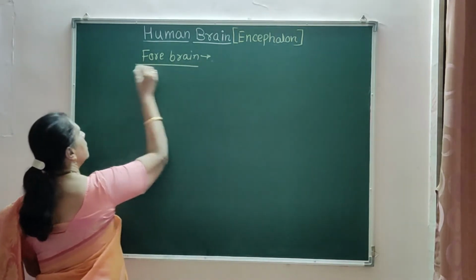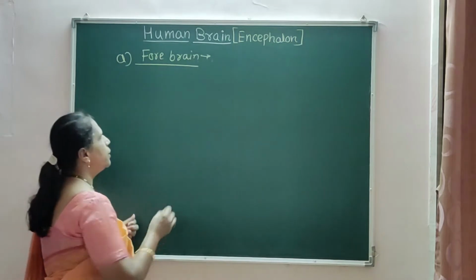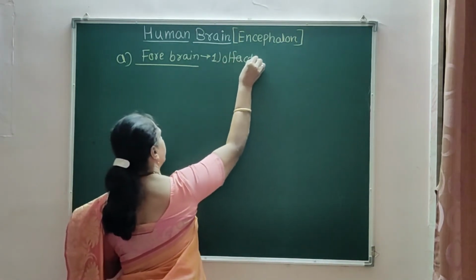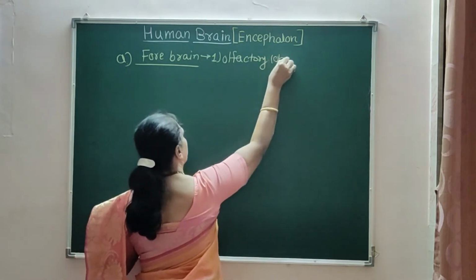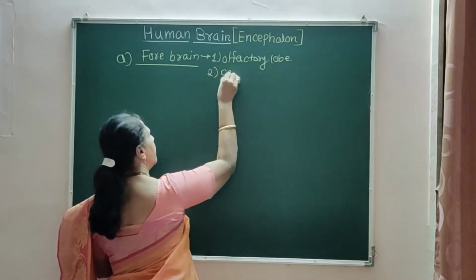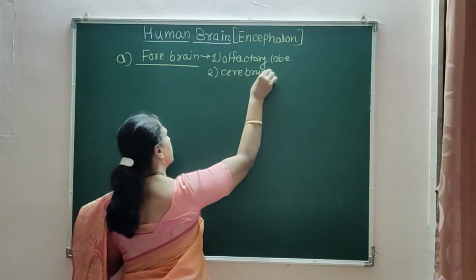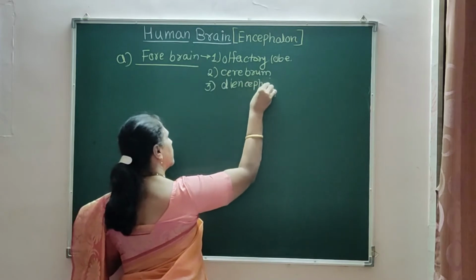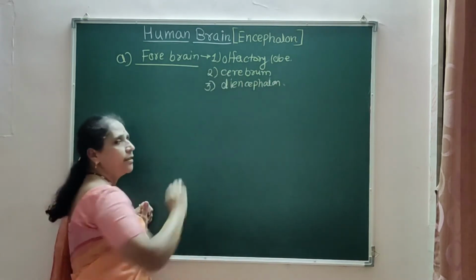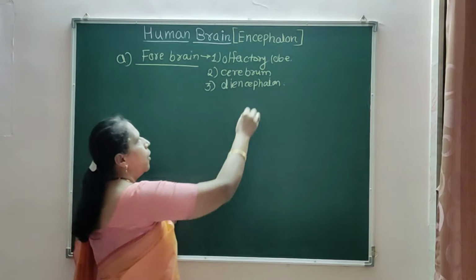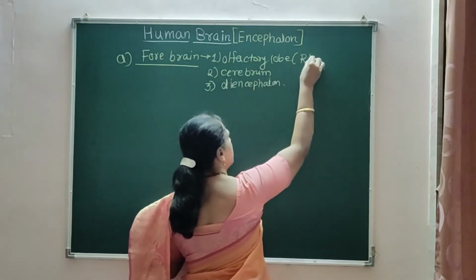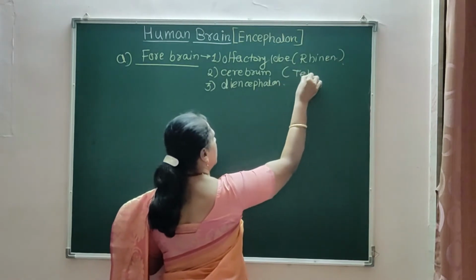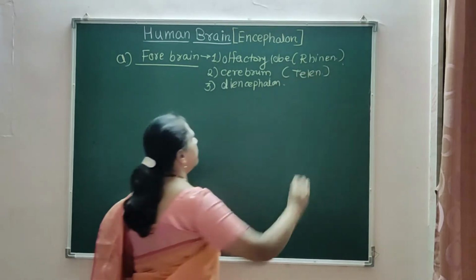So forebrain is the first part, which includes three parts: first is the olfactory lobe, second is the cerebrum, and third is the diencephalon. These are the three parts of forebrain. Olfactory lobe is also known as rhinencephalon. Cerebrum is called telencephalon. We already studied this.